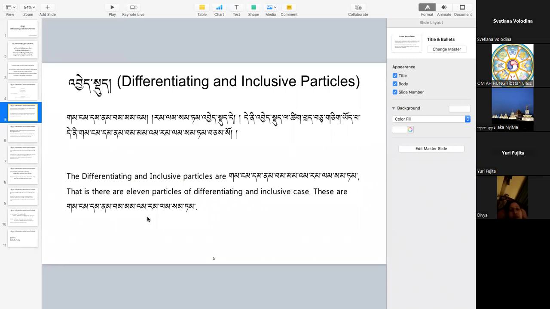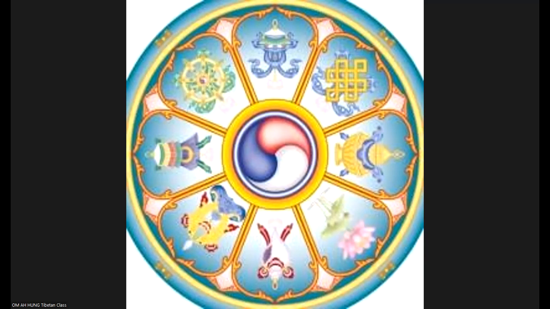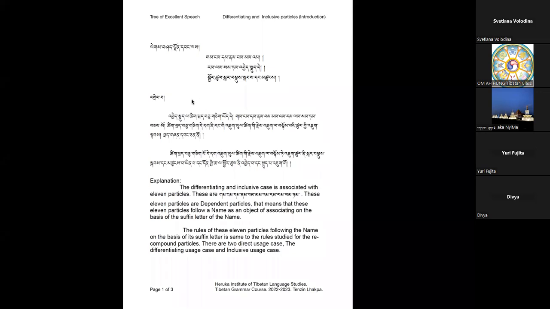Okay, so let us go here and let me share this. This is the file that was given to everyone. So this is the PDF. You see the same thing here. So the PowerPoint and the PDF are the same.